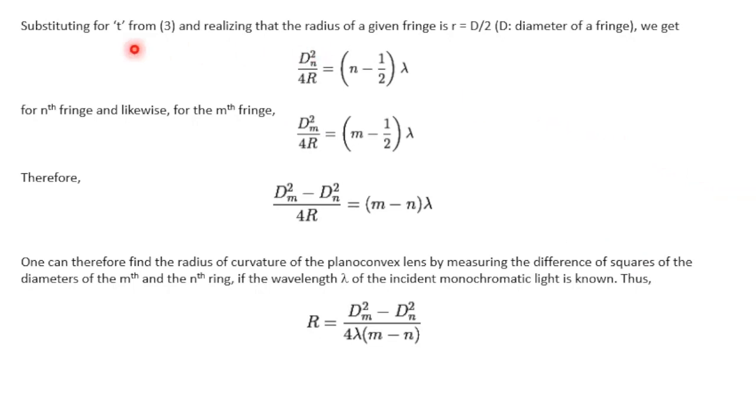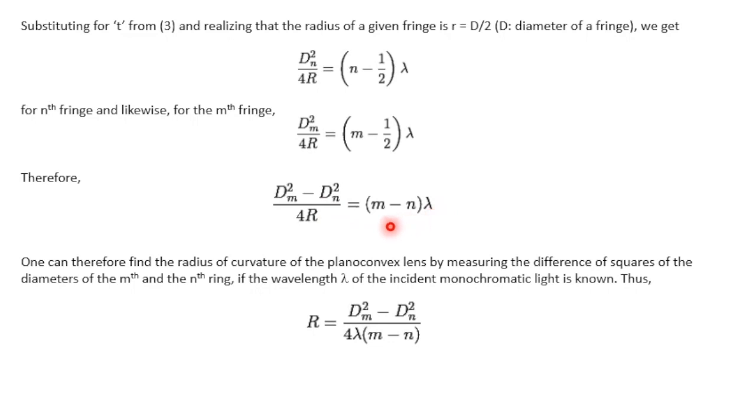Now if you substitute for t from equation 3, and realize that since the fringes are circular in nature, the radius of a given fringe is r, which is equal to capital D by 2, where capital D is the diameter of the fringe, then for any two rings, the mth fringe and the nth fringe, I can write from equation 3: Dn square by 4 capital R equals n minus half times lambda, and Dm square by 4 capital R equals m minus half times lambda. If I subtract one from the other, I get Dm square minus Dn square divided by 4 capital R, which is equal to m minus n times lambda.